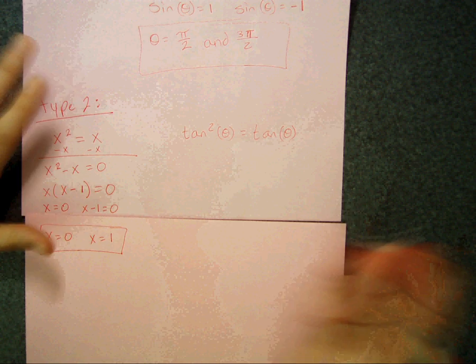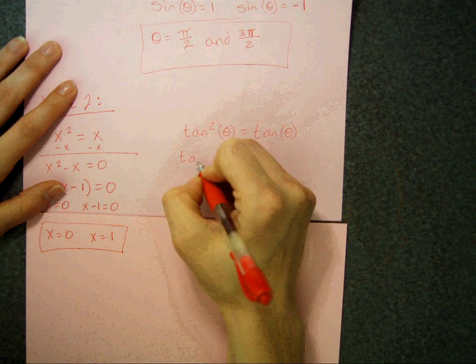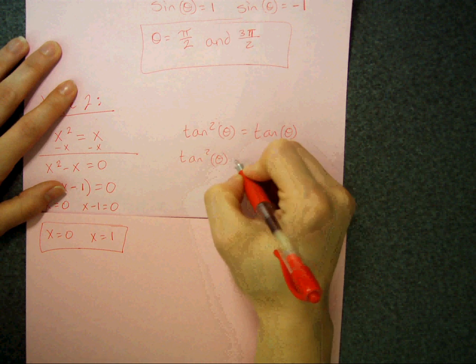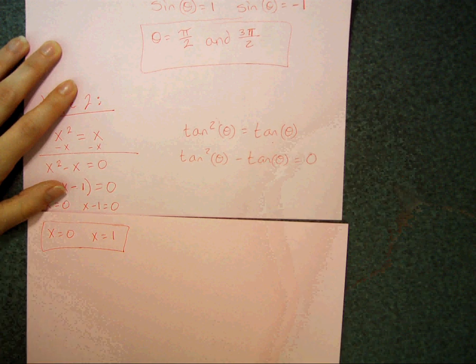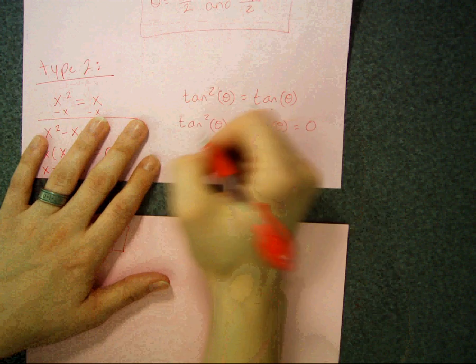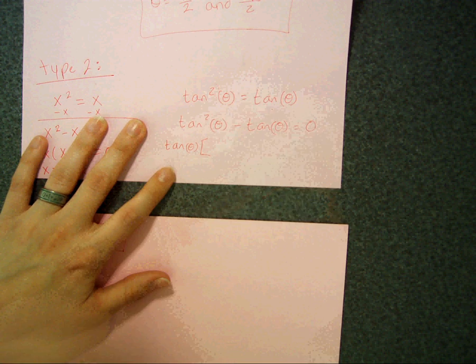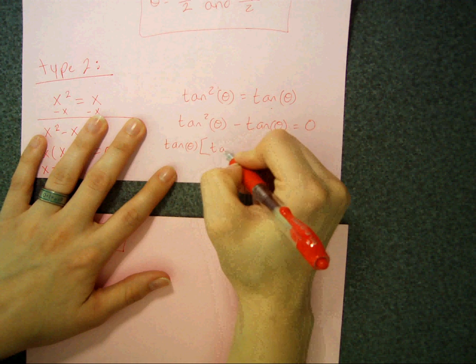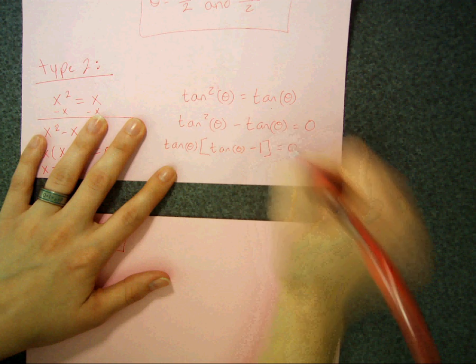Alright? So, in the same exact way I solved the algebraic equation, I want to solve the trigonometric equation. So, I have two functions. I need to move them on the same side of the equal sign, factor out what they have in common. So I'm going to subtract tangent from both sides. So I get tangent squared of theta minus tangent of theta is equal to 0.